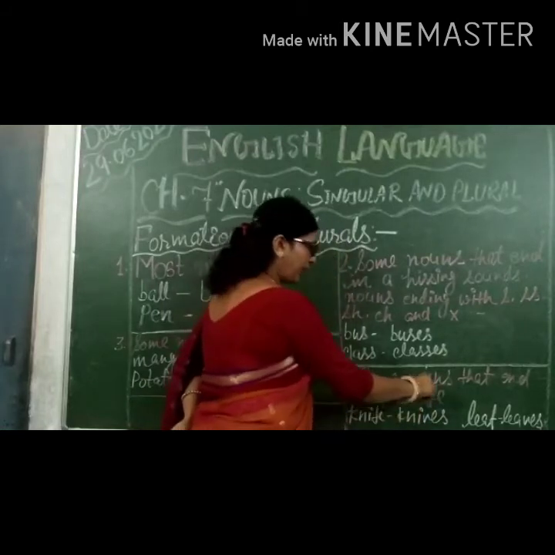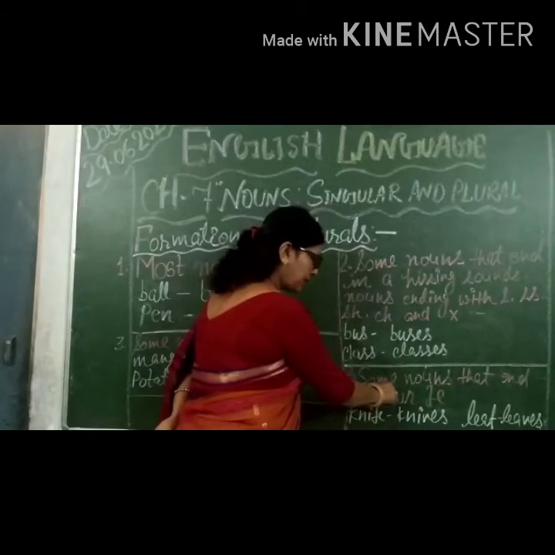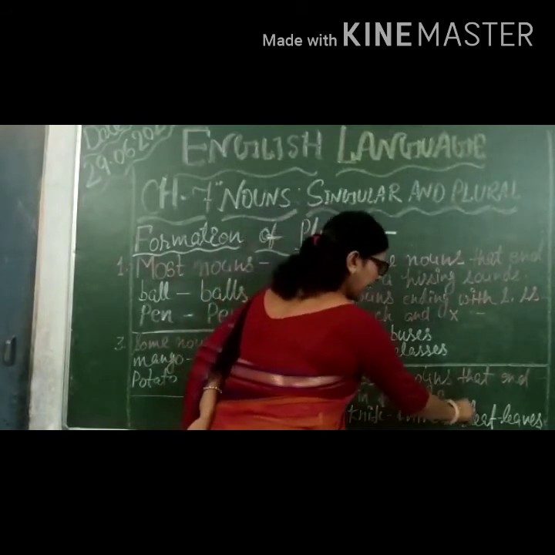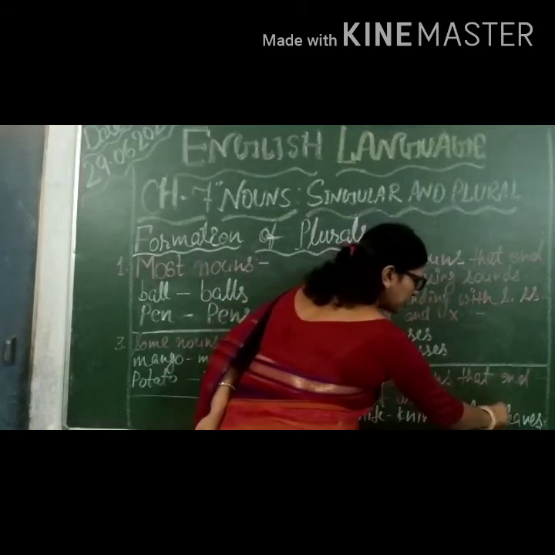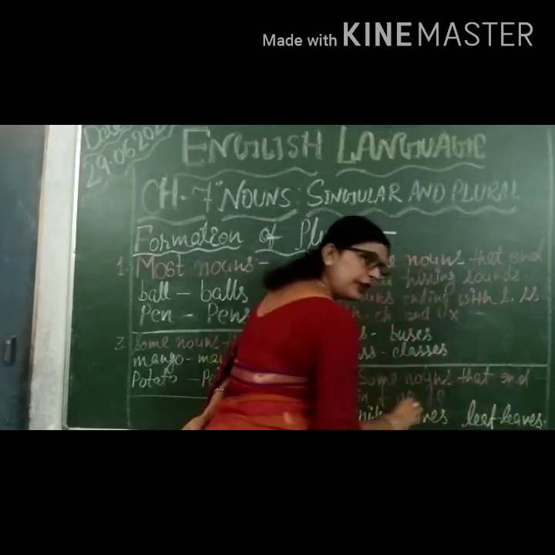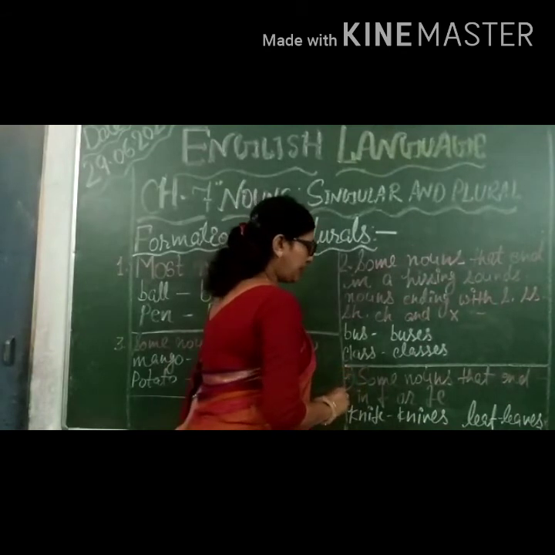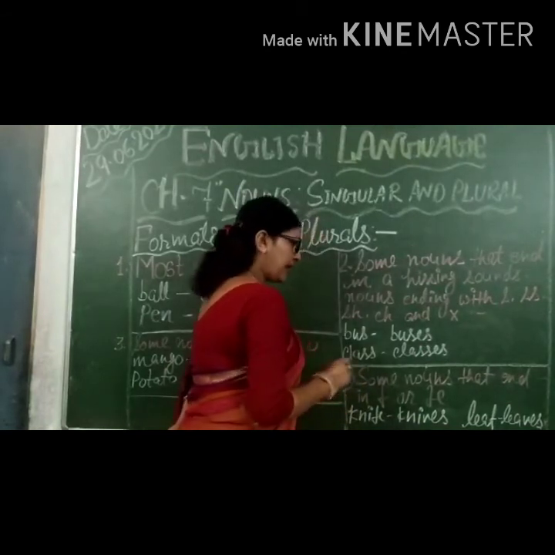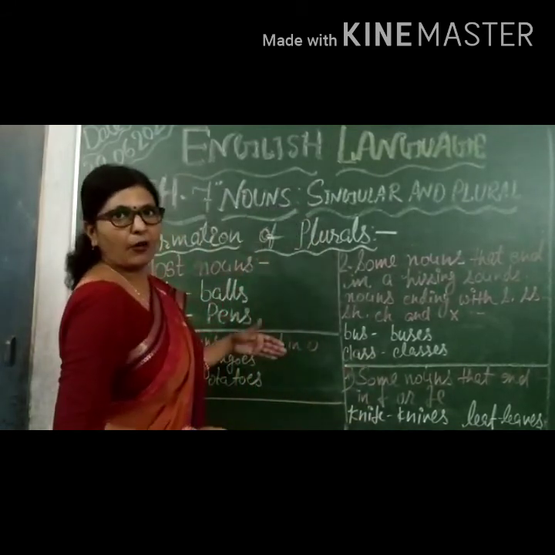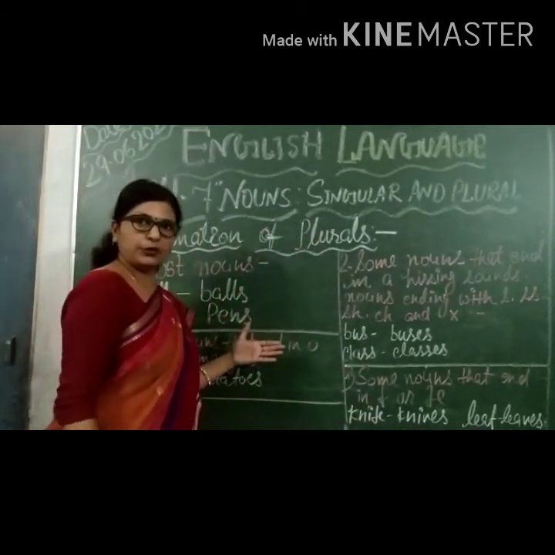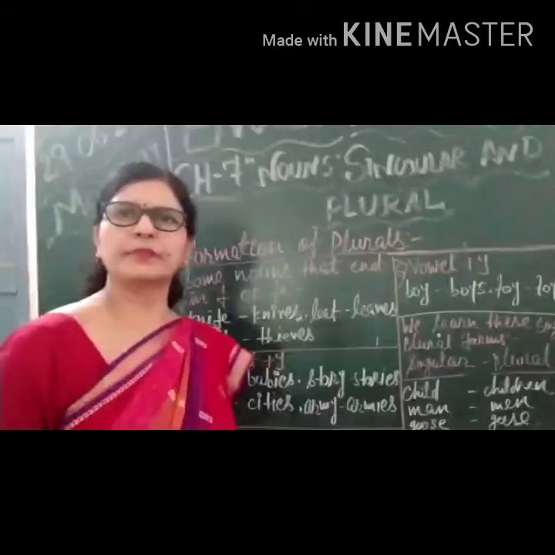In the same way, as I told you, if there is F, then we will remove the F only, like L-E-A-F, leaf. So we will write here L-E-A-V-E-S, leaves. Okay. For example, leaf, leaves. Okay children. Now there are some more rules also. Now let's know about that also.